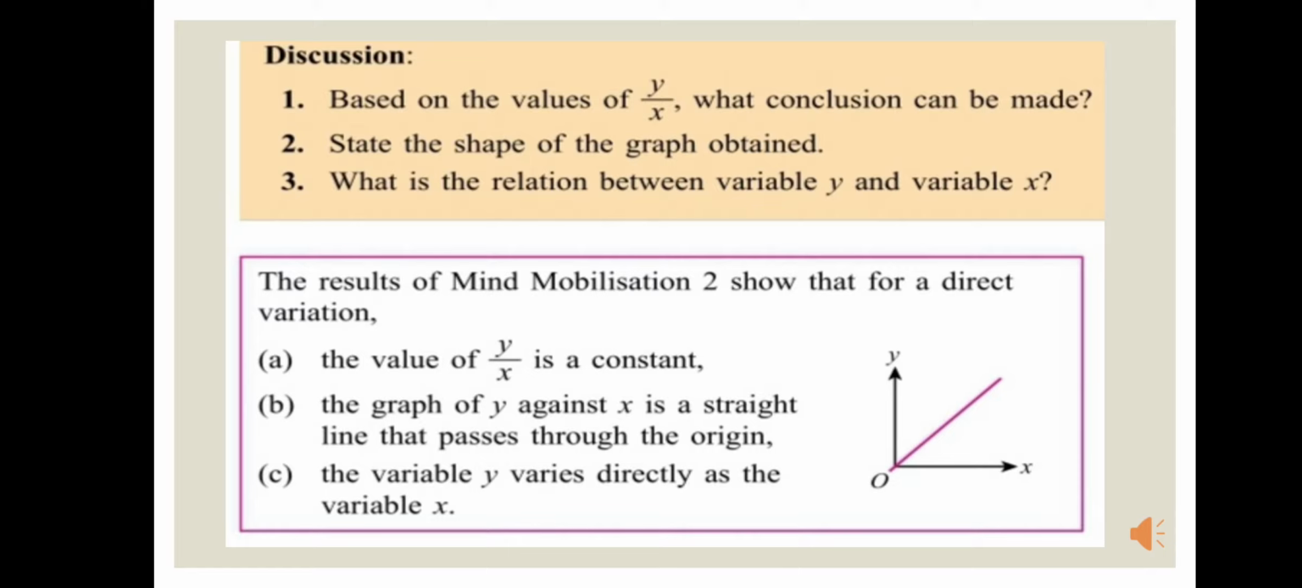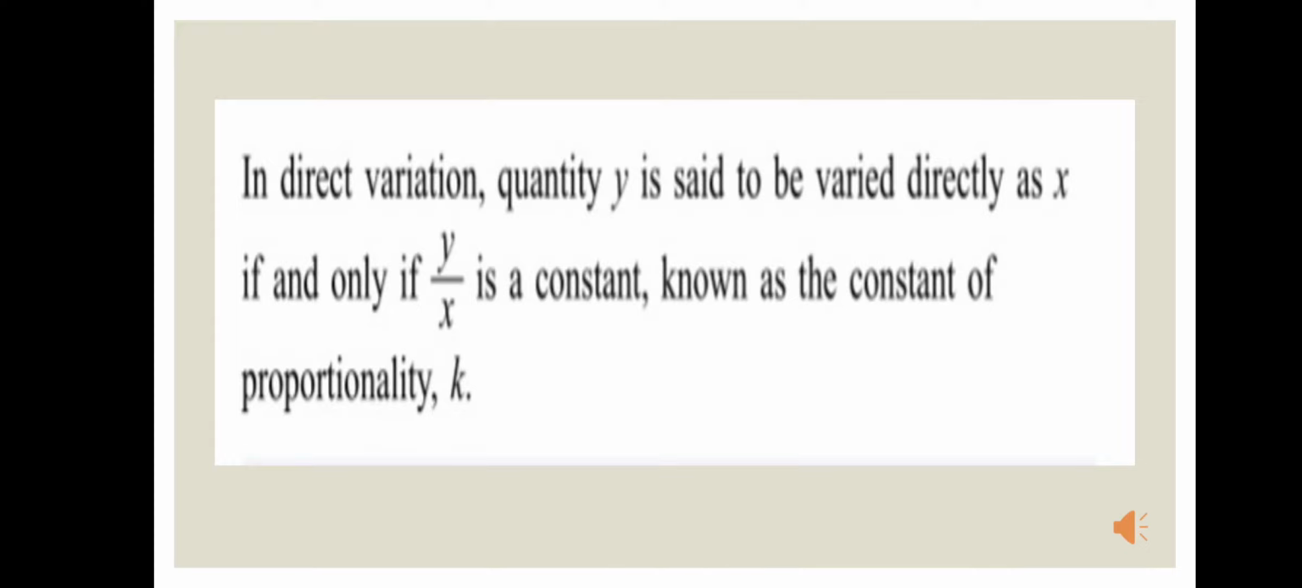Let's review what we have learned. We have learned that the value of y over x is a constant. The graph of y against x is a straight line that passes through the origin. The variable y varies directly as the variable x. In direct variation, quantity y is said to vary directly as x if and only if y over x is a constant, known as the constant of proportionality k.